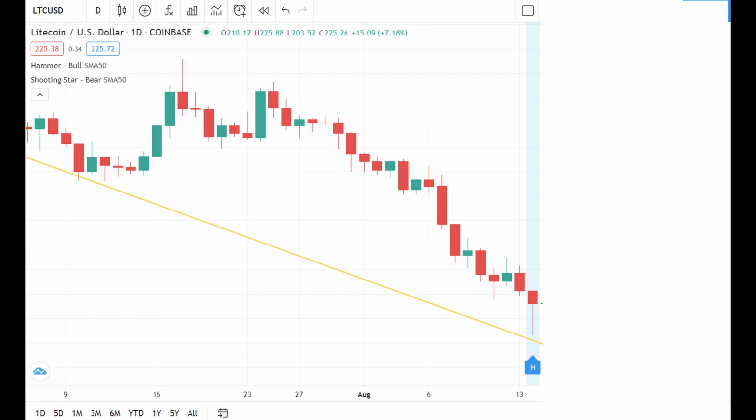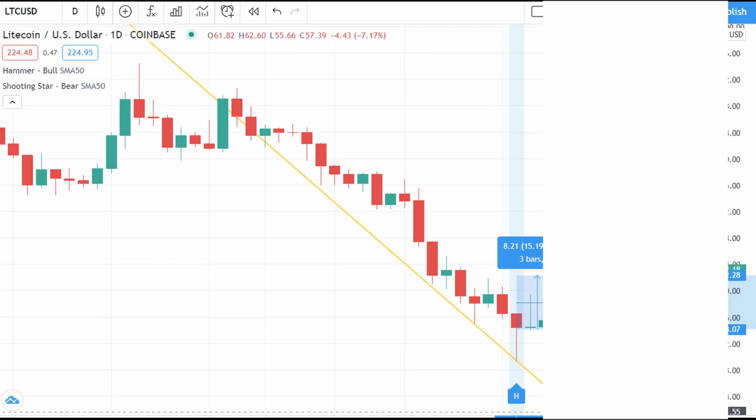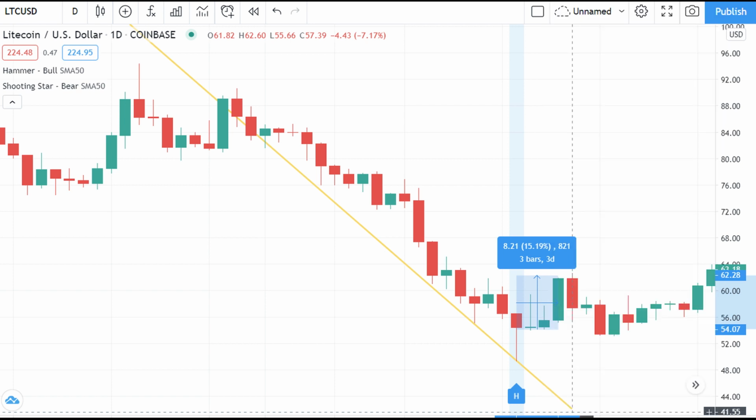Because we're looking at this on a daily time frame, you would then need to go to a lower time frame and use an indicator like your moving averages to better time your entries. And here we have our long awaited move to the upside, which gives us a 15.19% increase in price over the next 3 days.